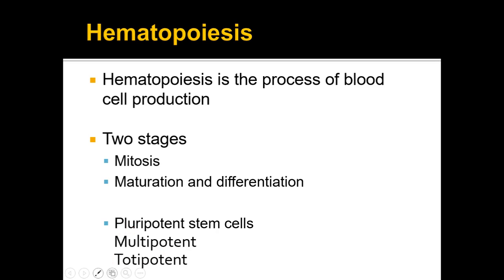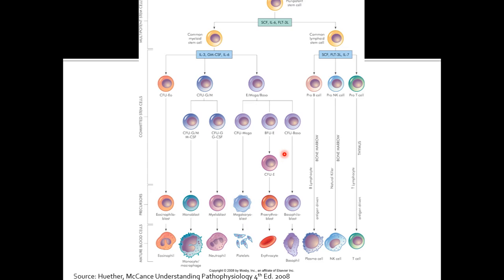Pluripotent, multipotent, and totipotent, they're all describing the same type of stem cell. So this earliest form of stem cell, depending on what kind of influence it's being stimulated by, whether it's cytokines or hormones, will have the potential to become any type of blood cell. So let's look at basically a family tree of blood cells.